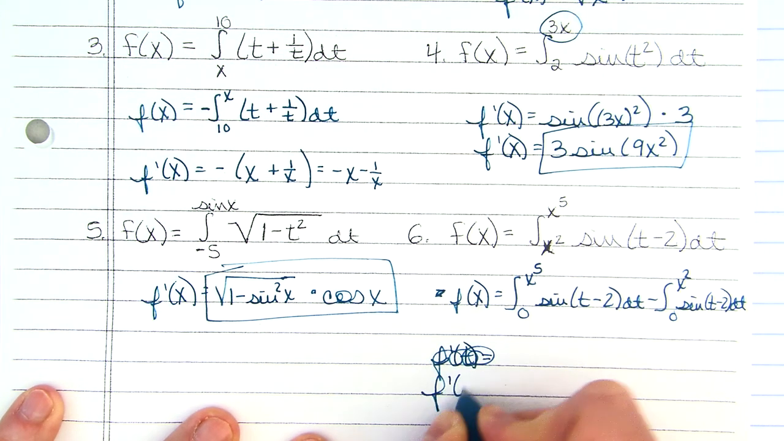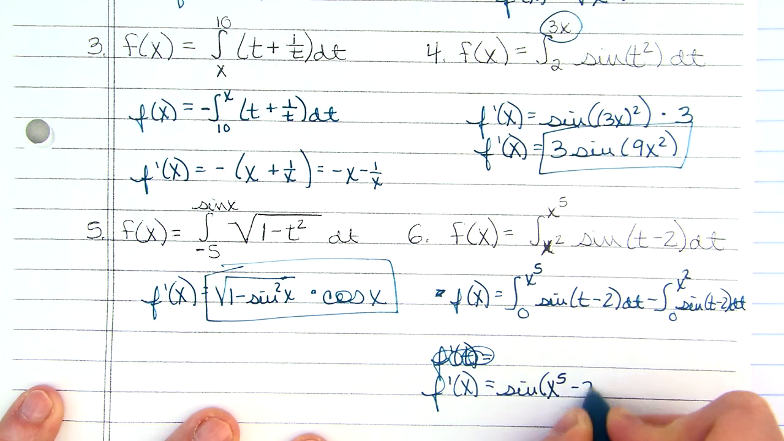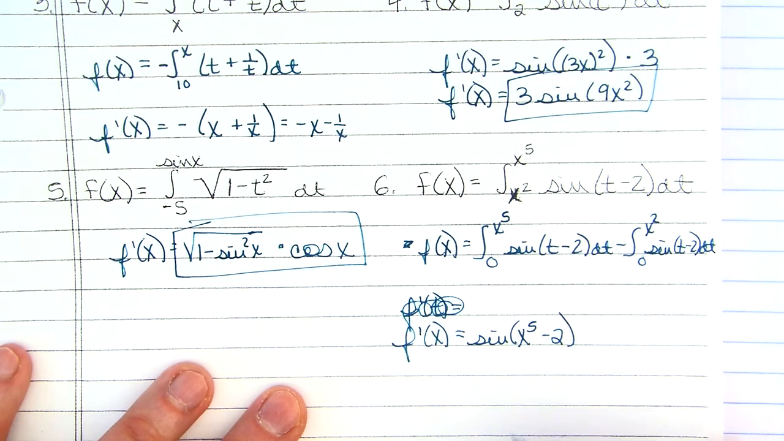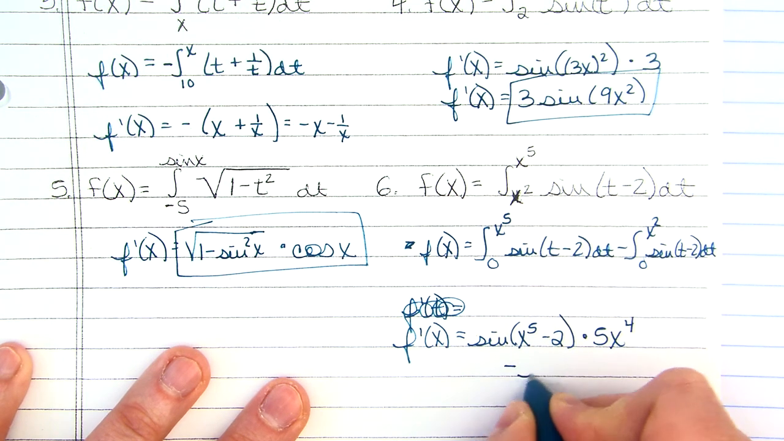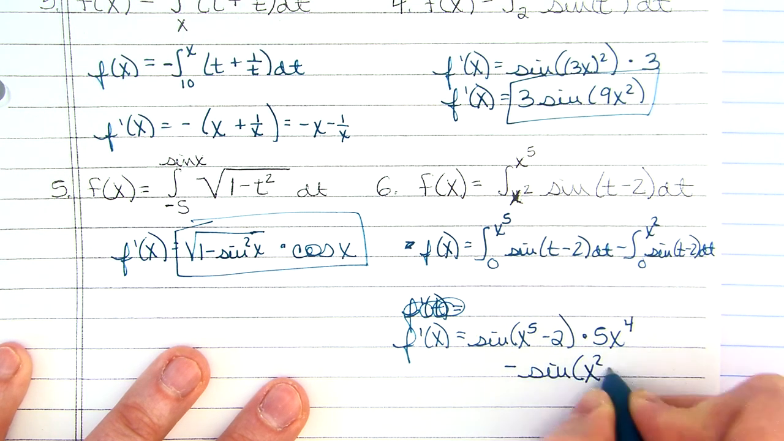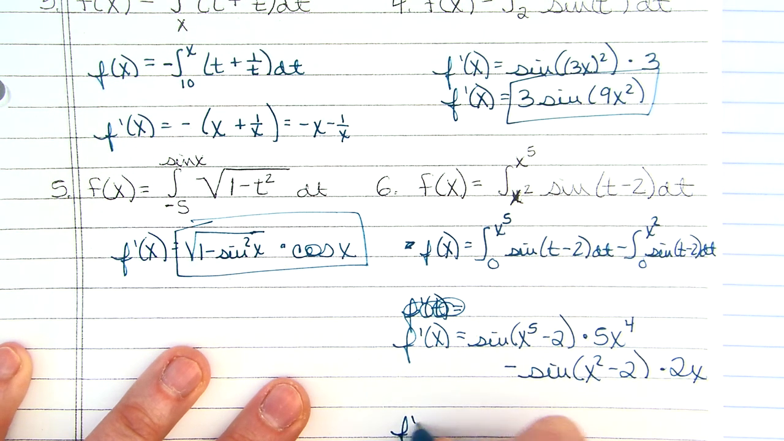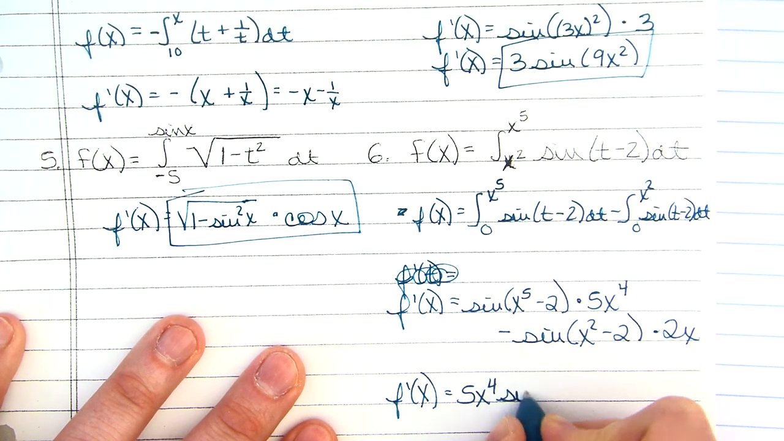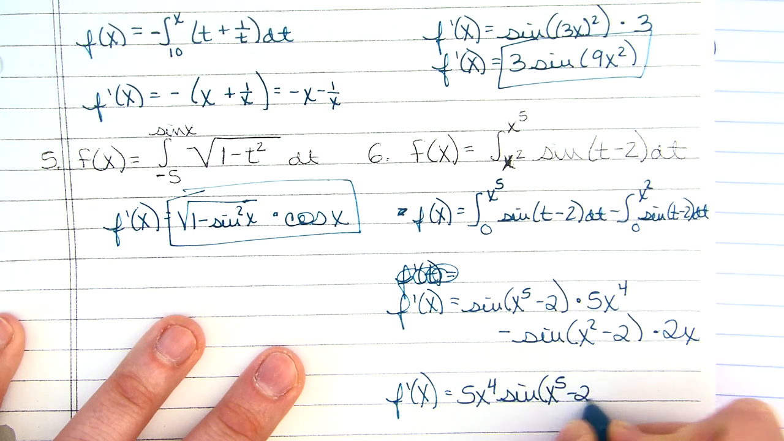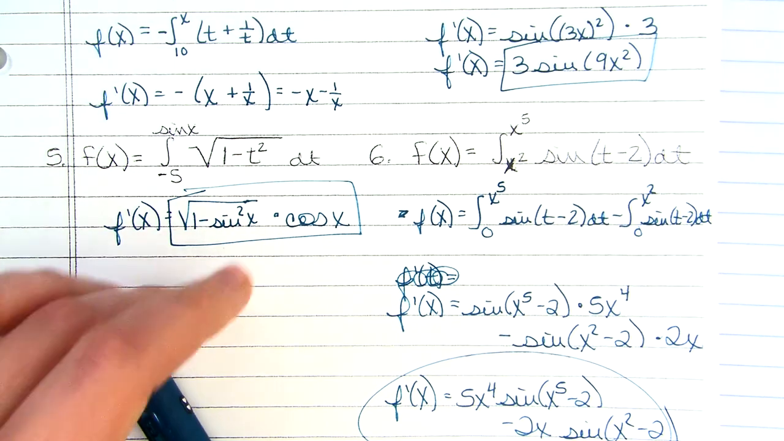Shouldn't have said f prime of t, should be f prime of x. I'm going to get the sine of x to the 5th minus 2 times the derivative of what you plugged in, so times 5x to the 4th, minus the sine of x squared minus 2 times the derivative of what you plugged in, so times 2x. I'll just make this look a little nicer: 5x to the 4th sine x to the 5th minus 2 minus 2x sine x squared minus 2. And that is our second fundamental theorem of calculus.